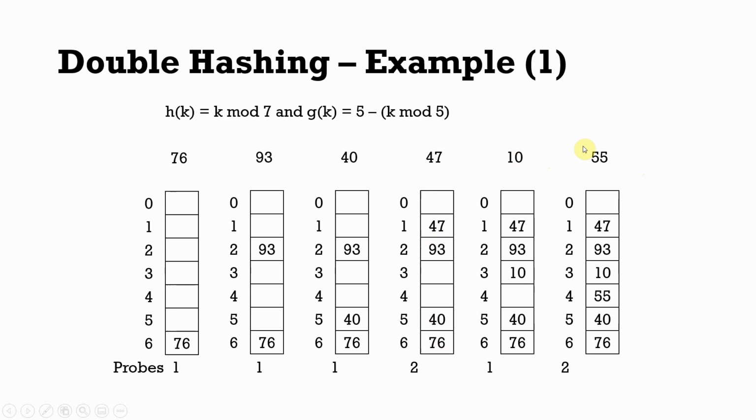55 mod 7 is 6, right? So 6 is full, right? So this is the 0th probe. Then we just have to calculate 55 mod 5. It's 0. 5 minus 0 is 5, so from here, where did we start? 55 mod 7 was 6, right? So we started from here, go 1 2 3 4 5, it actually goes here. 55 is going to be stored here. Okay, so that's basically what it is.